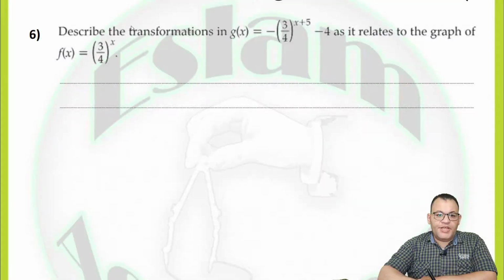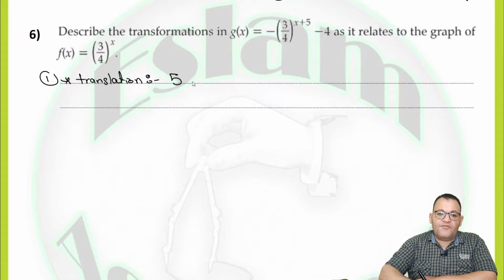In this problem, we need to describe the transformation in g of x, where g of x equals negative multiplied by 3 over 4 all to the power x plus 5, minus 4, which is related to 3 over 4 to the power x. That's the parent function. That's after transformation. We need to compare between them. Step number 1, look at x. For x, you add 5. It means we have translation. Because you add 5, it means you have 5 units left.